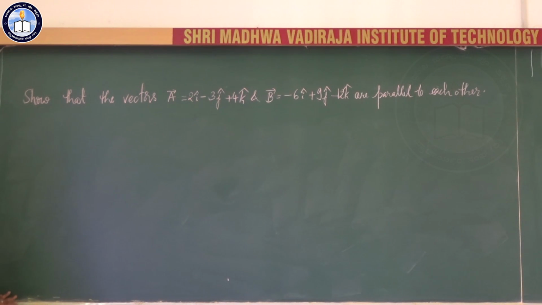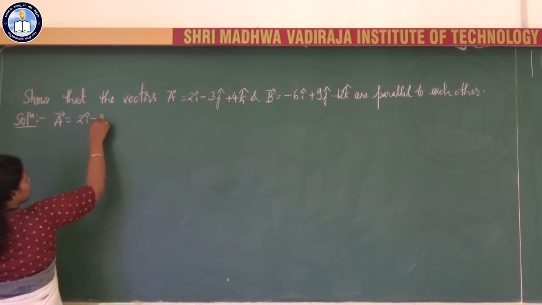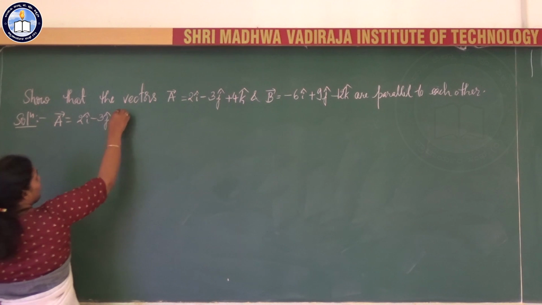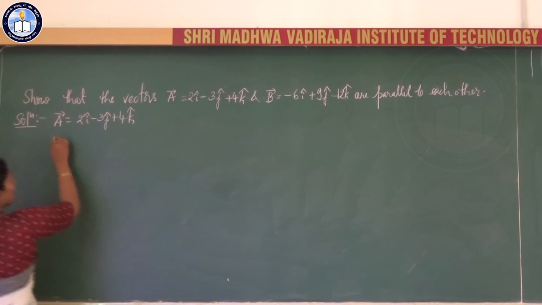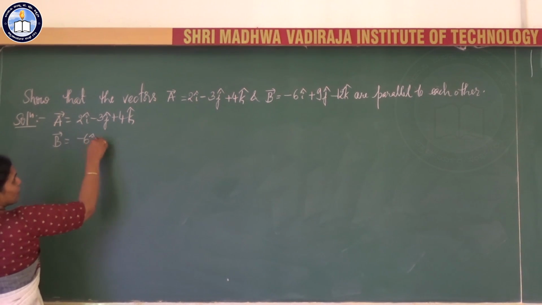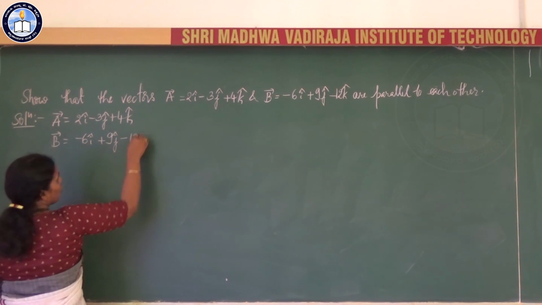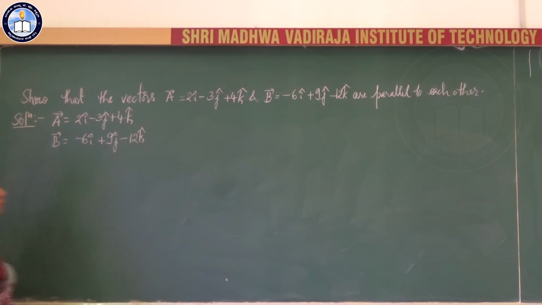Here is a numerical to show that the given vectors A vector and B vector are parallel to each other. So what are the vectors given in the component form? A vector equal to 2i cap minus 3j cap plus 4k cap. B vector equal to minus 6i cap plus 9j cap minus 12k cap.